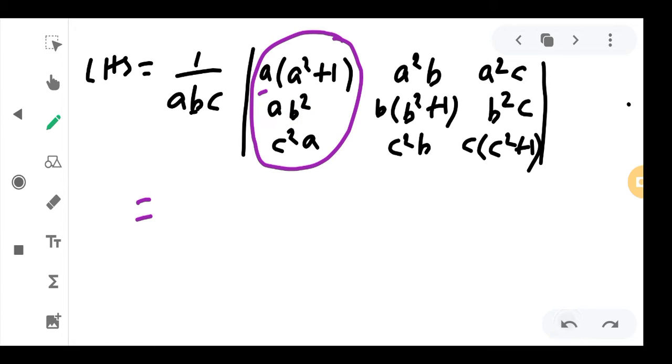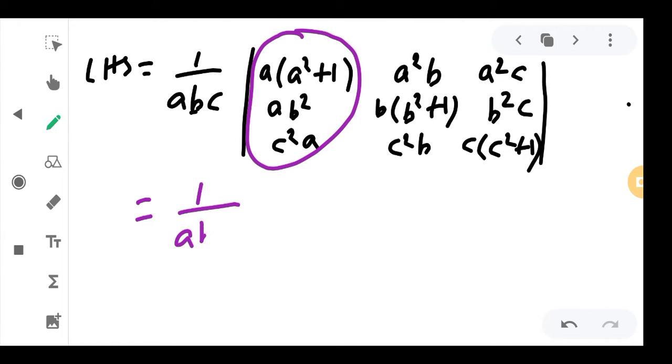Okay, so I verified. So what I will do, I will take a common from the first row. If I take a common, then what will happen? A will come outside, and the first column will become a square plus 1.